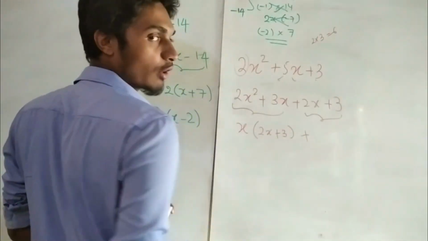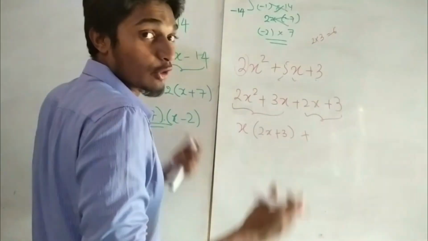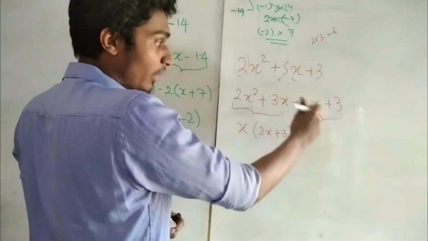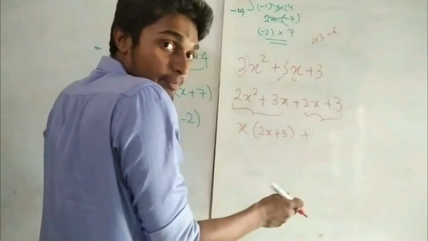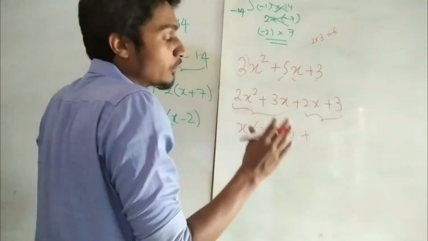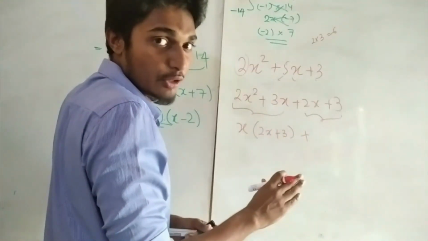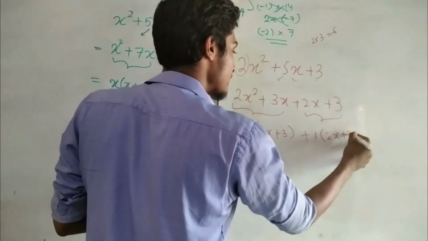Now 2x plus 3, what is common? Nothing is common, right? So if nothing is common, what is common? This 2x can be written as 1 into 2x, and 3 can be written as 1 into 3. So for both of them, 1 into 1 is common. Just pause the video and think about it. So you are having 1 into 2x plus 3.